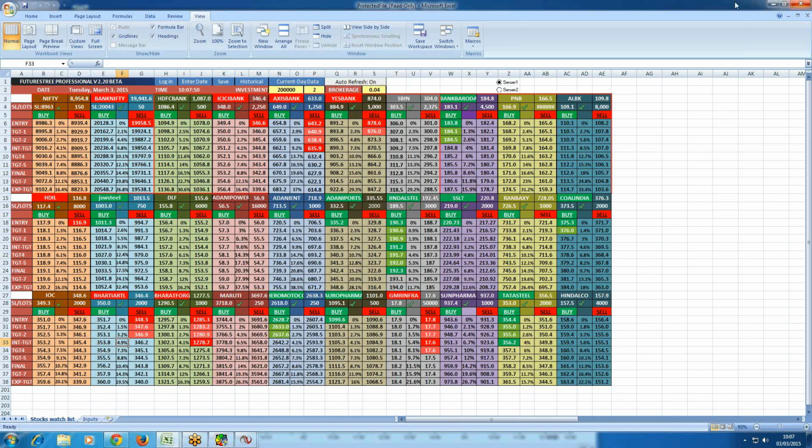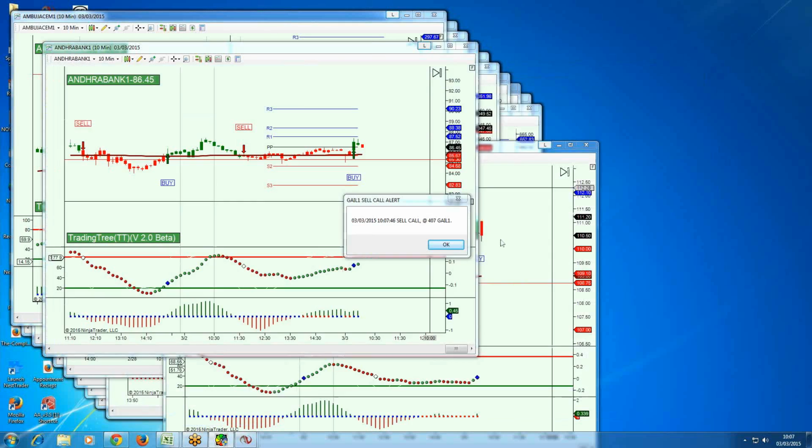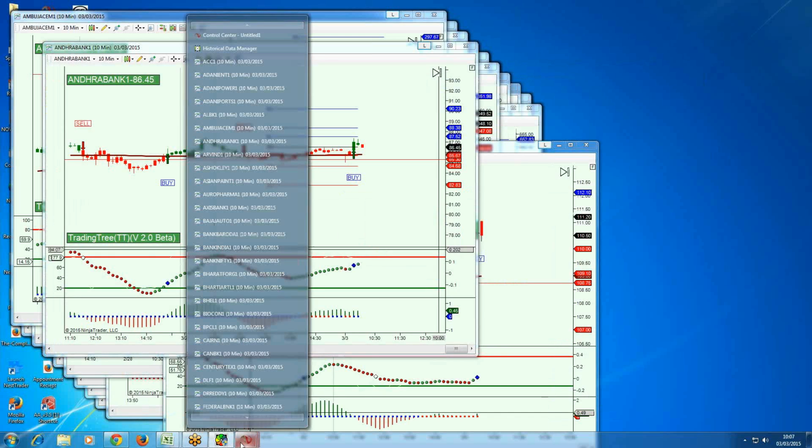So I have some call on Tradingtree. So we have a sell call in Gale. Let's just check the chart. I'm not opening all the charts. I just wanted to show you an example of how the calls are generated and how you can place your trades.